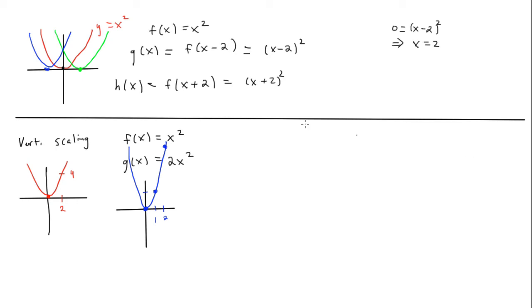Now, this example for parabolas is interesting because we could also think about this transformation as taking the red parabola and squishing it in the horizontal direction in order to get the blue one. So you can sometimes think about these things in multiple ways, and that brings us to the case of horizontal scaling. So we'll do that over here.